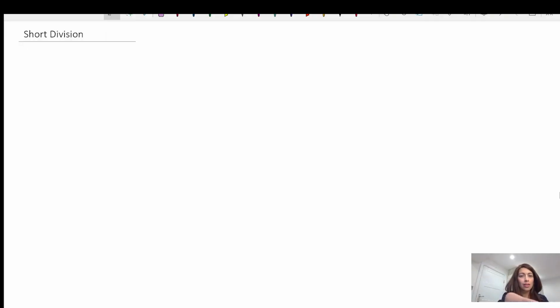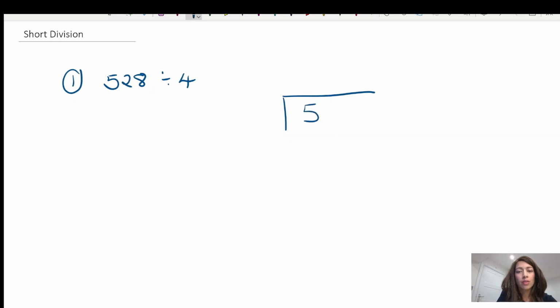Okay, let's look at example number 1. Let's do 528 divided by 4. Now remember, what we're trying to do here is look at how many 4s are there in the number 528. So the first thing we do, we draw the bus stop and we write 528 inside and we write the 4 outside.